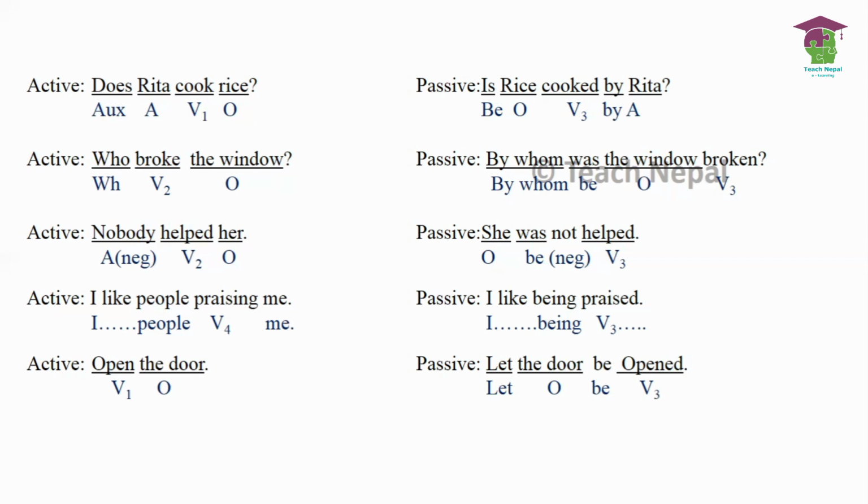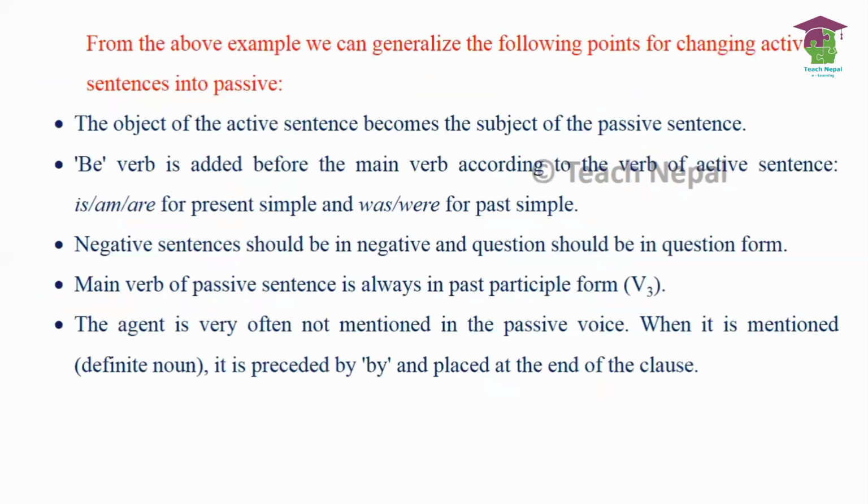Next, open the door. This is an instruction or command given. In such imperative sentences, if a sentence starts directly with a verb, they are called imperative sentences, right? So we can start with let. So let the door is the object there, so let the door be opened. In that way you can write it.